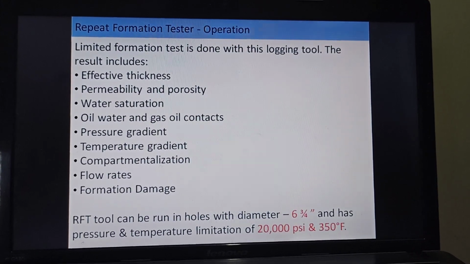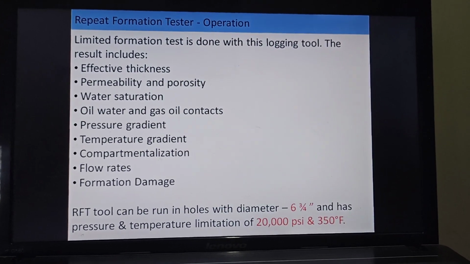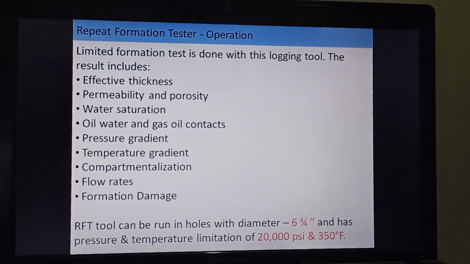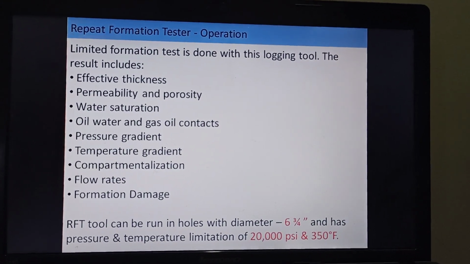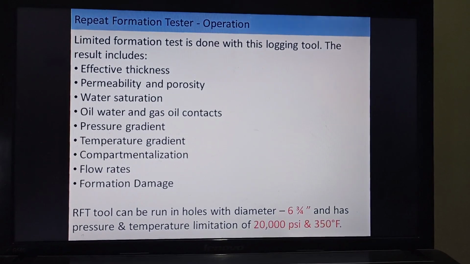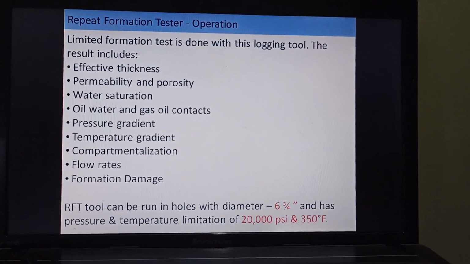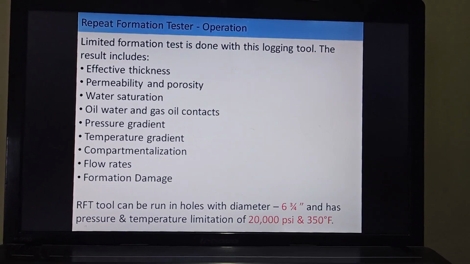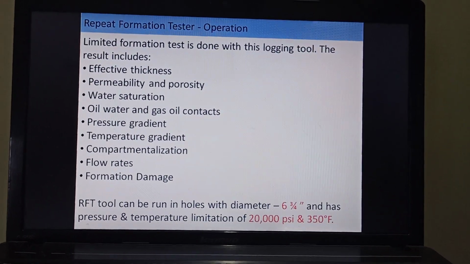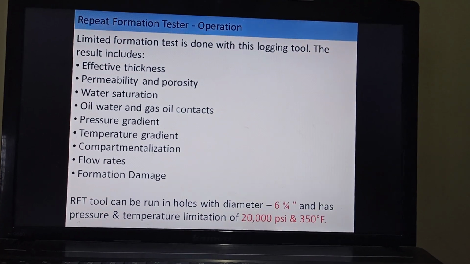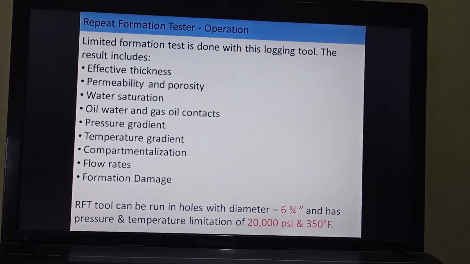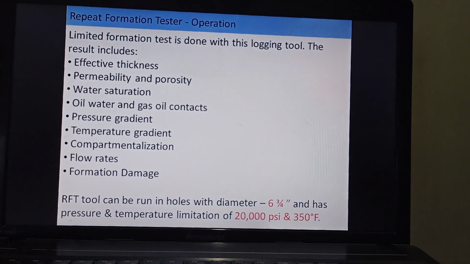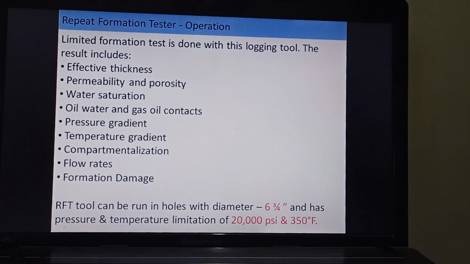Now repeat formation test is basically used to determine different properties. First is effective thickness, permeability and porosity, water saturation, oil-water and gas-oil contacts, pressure and temperature gradient, compartmentalization, flow rates and formation damage. The important point to note is that the RFT tool can be run in holes with a diameter of 6 3/4 inches and has a pressure and temperature limitation of 20,000 psi and 350 degrees Fahrenheit.